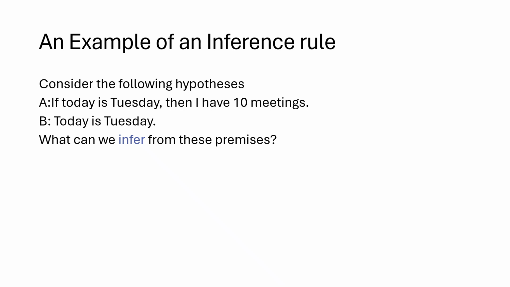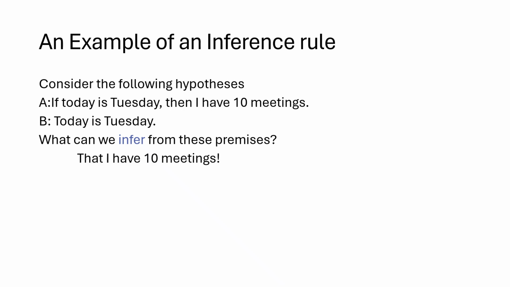Fact B says that today is Tuesday. Okay, so two sentences, two propositions. If today is Tuesday, then I have 10 meetings. And then the second fact, today is Tuesday. Now, without knowing anything about logic, just following natural language and the meaning of the sentences, if you think about it, what can we infer or derive from these two known facts?